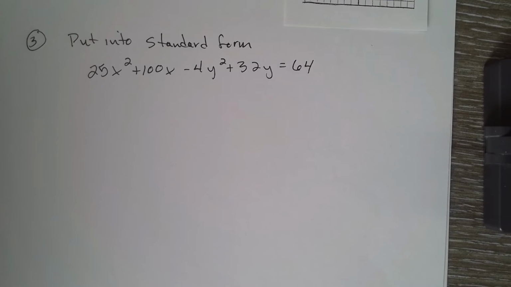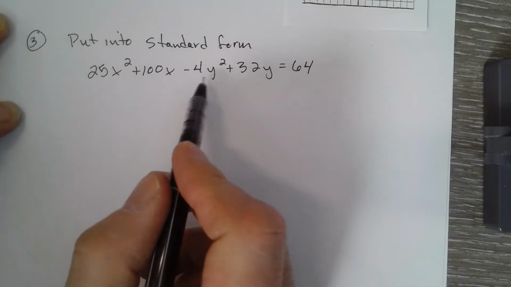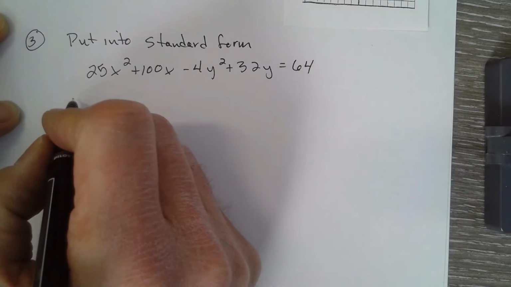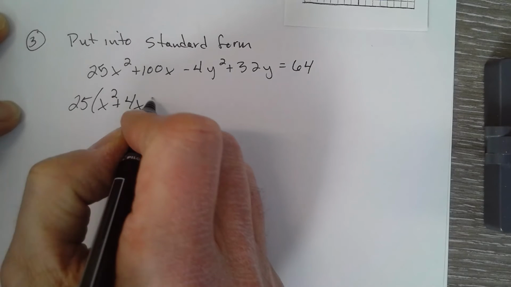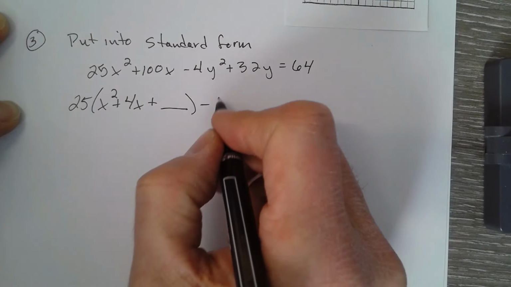If I asked you, what is the center? Have you found the center? Yes. What is it? Negative 2 comma 4. All right. So you could potentially get the center correct and still not completely complete the square. But we'll see how we did. All right, so I've got my x's and y's next to each other. I'm going to pull out a 25. I'm going to pull out a negative 4.